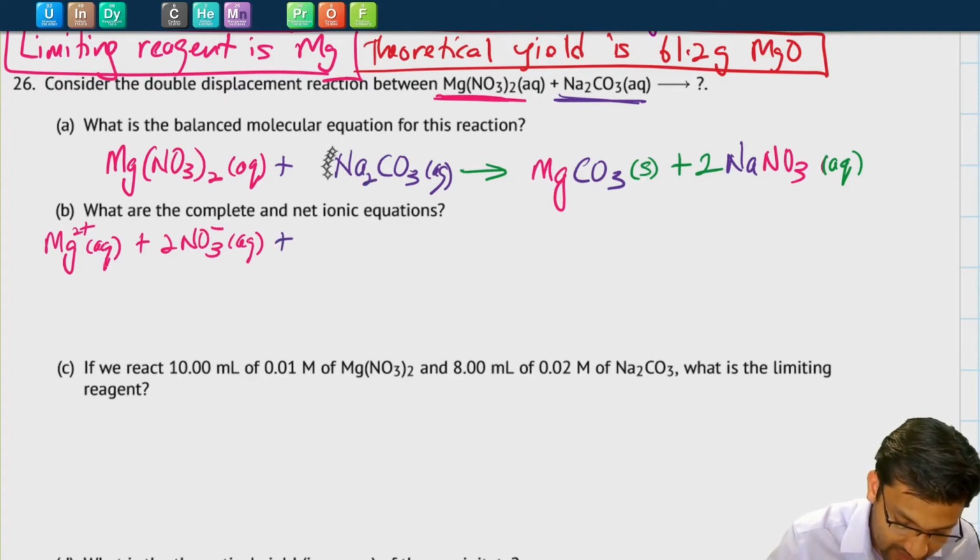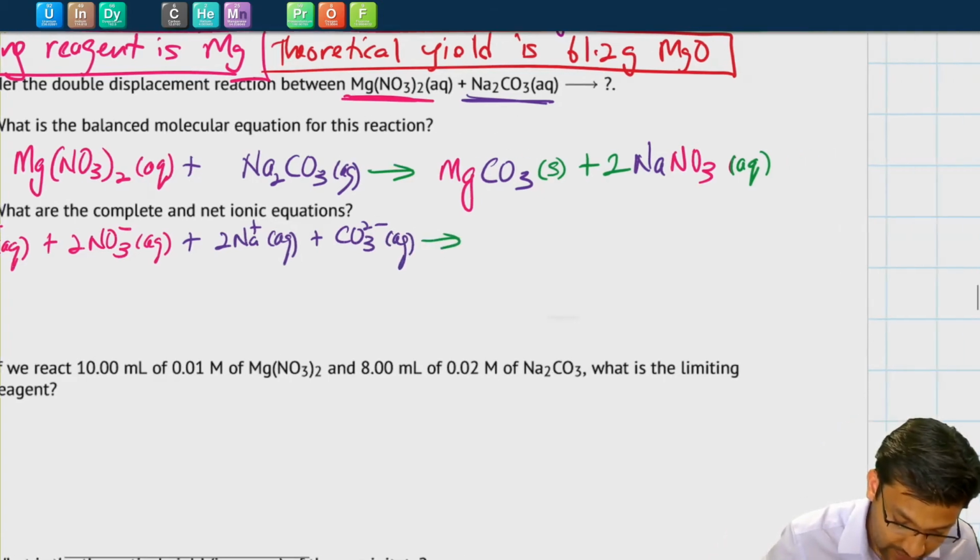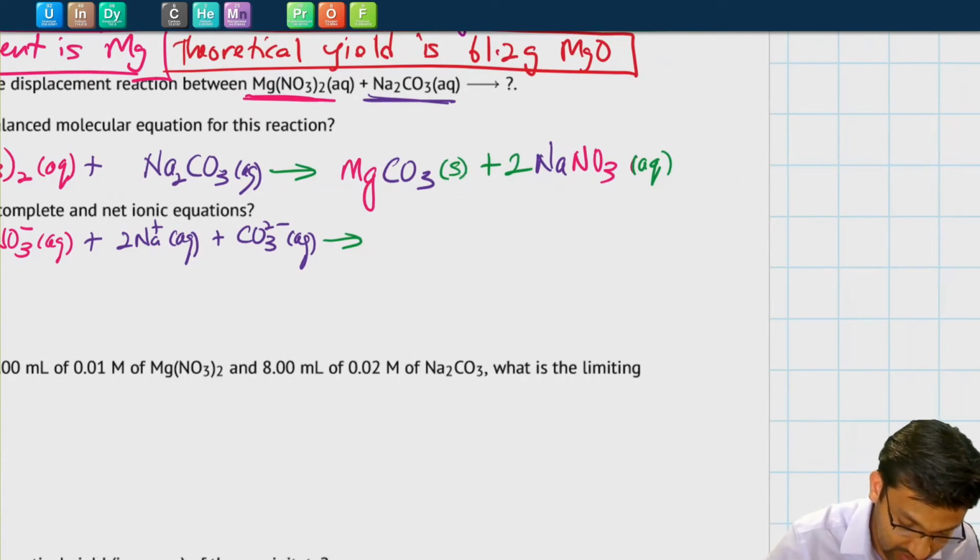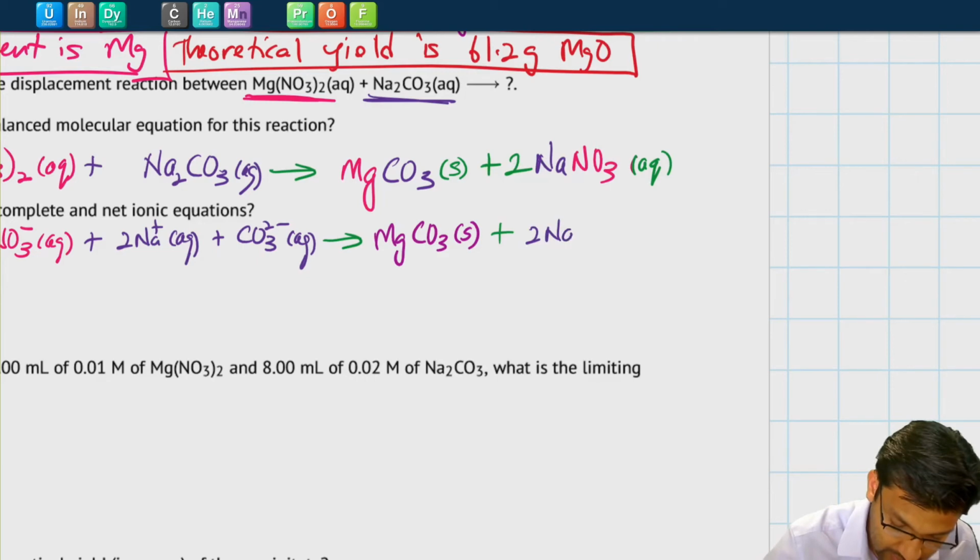Okay, now we have sodium carbonate that breaks into 2 sodium ions, which is just a +1 charge, aqueous, plus a carbonate, which is CO3 2 minus charge, aqueous. On the product side, we have magnesium carbonate, which is solid, so that stays together. Magnesium carbonate stays as a solid. And then we have 2 sodiums, right? Because this is aqueous, it breaks apart. So we have 2 sodium plus, aqueous, and we have 2 nitrates, aqueous.